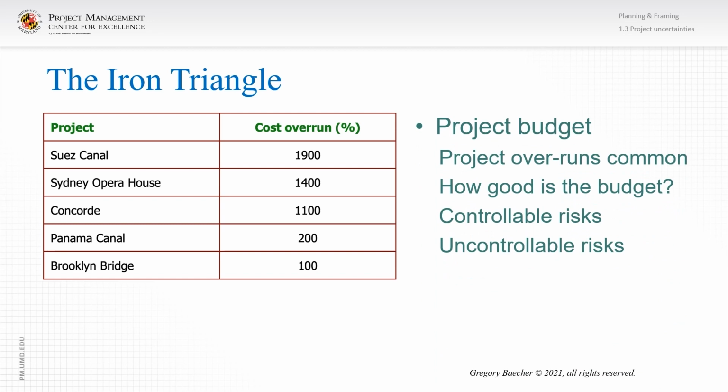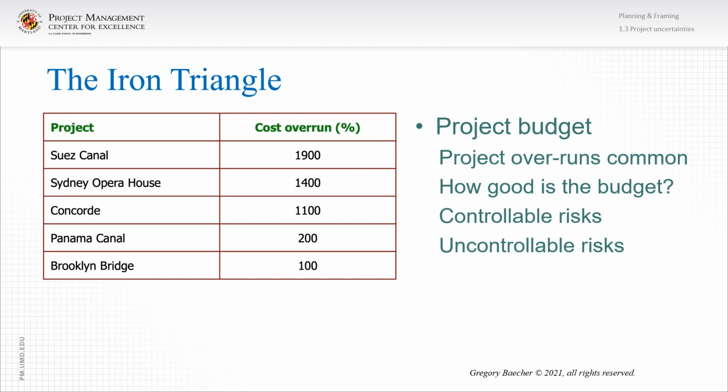Here on the left-hand side are some classic projects throughout history: the Suez Canal, the Sydney Opera House, the Concorde airliner of Air France, the Panama Canal, the Brooklyn Bridge. And in the right-hand column, the cost overruns on each of those projects. Project cost overruns are common. We would be deceitful if we said they weren't.